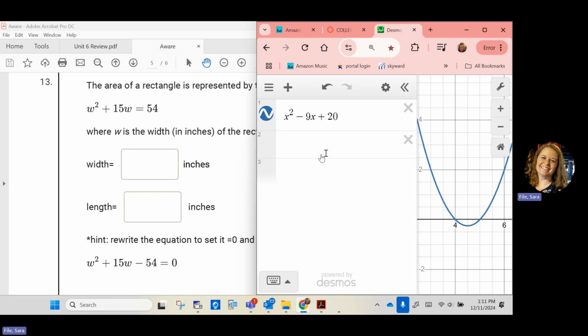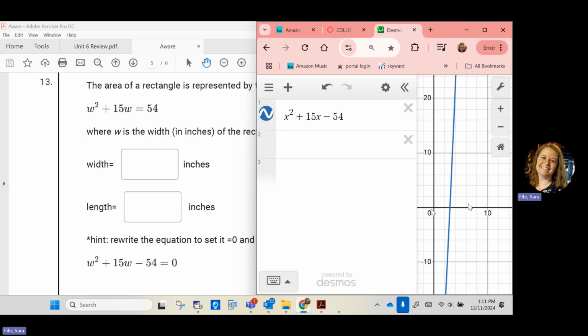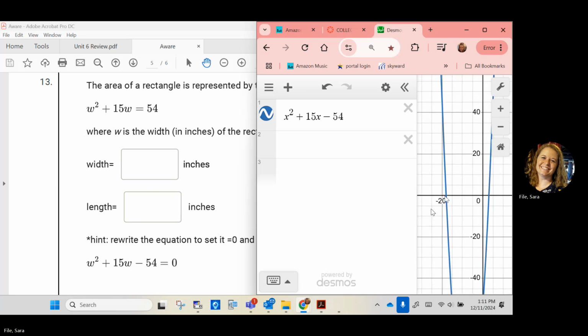We can plug this equation in using x's, so it'd be x squared plus 15x minus 54. You can type the equals 0, or you can just look at the parabola here. So negative 18 and 3 are what you would get for W.